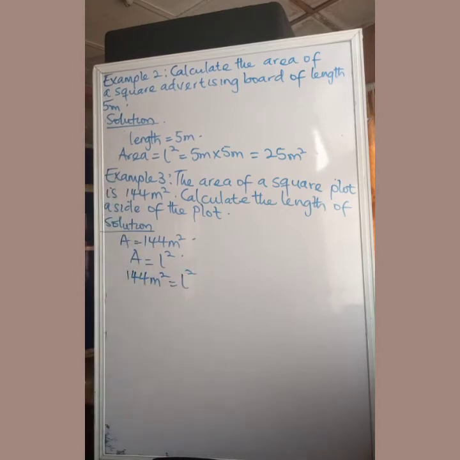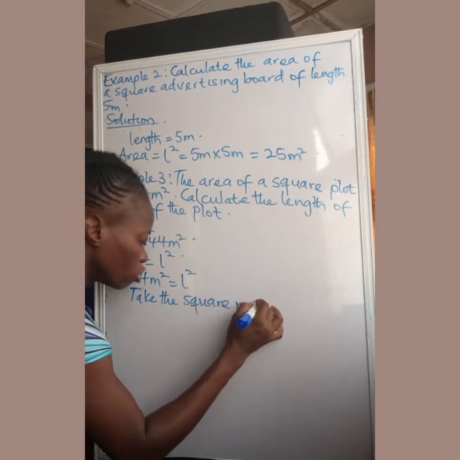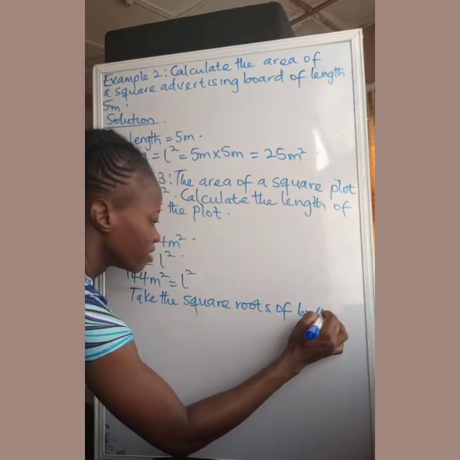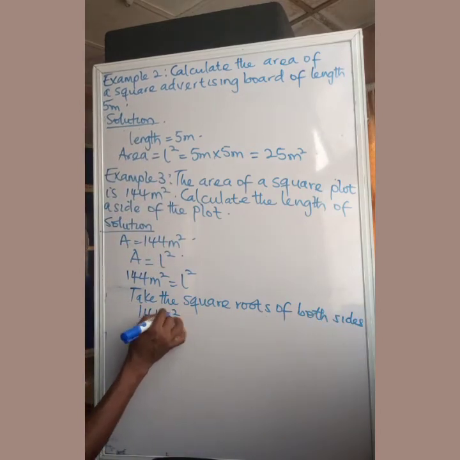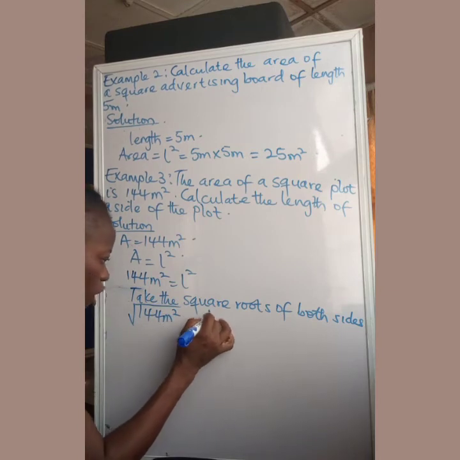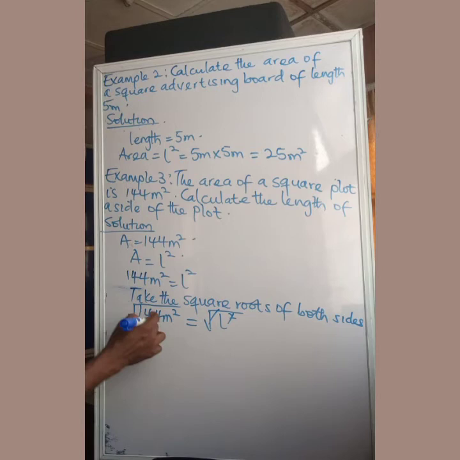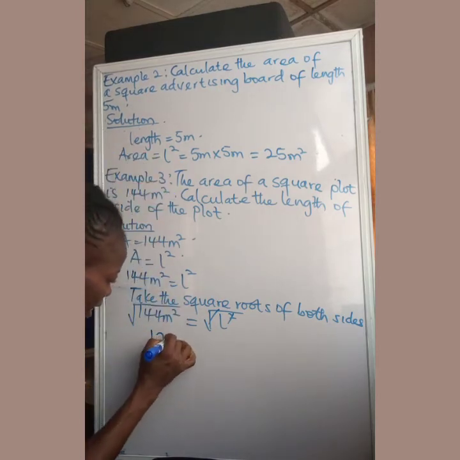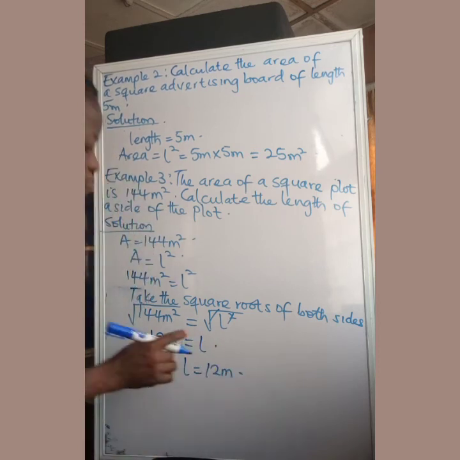But it's length we are looking for. So, you are going to take the square root of both sides. That will be the square root of 144 meters squared equals the square root of L squared. This square will cancel this. What's the square root of 144? That's 12. Meters squared, when you take the square root, that will be meters. One of it equals L. So therefore, our L equals 12 meters.